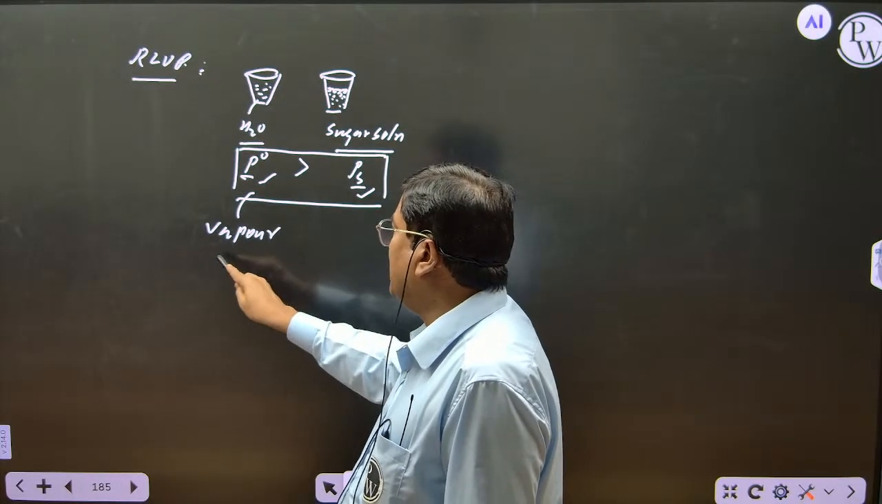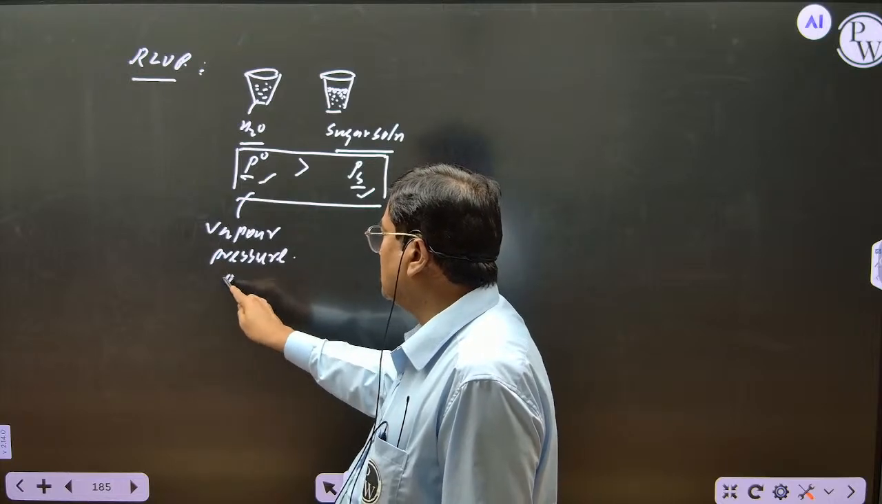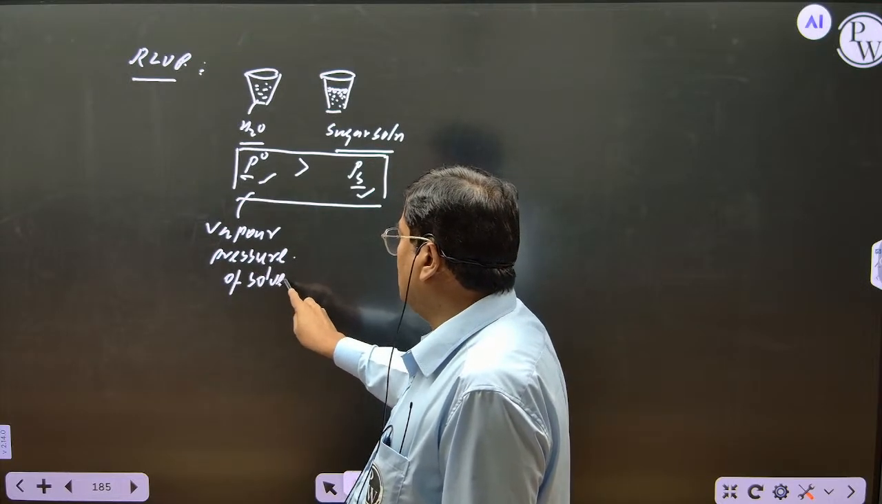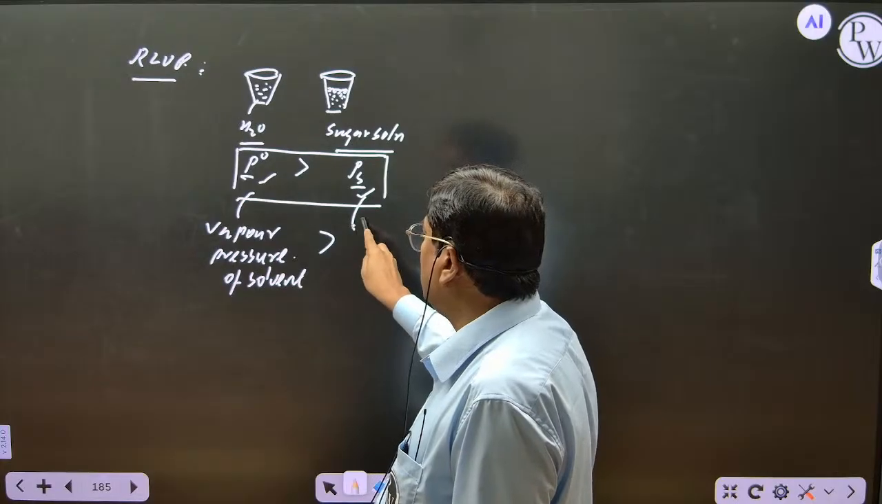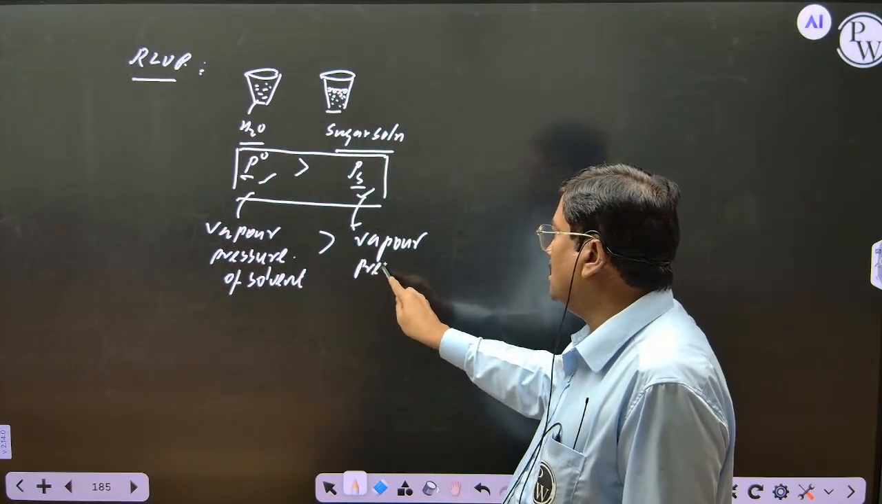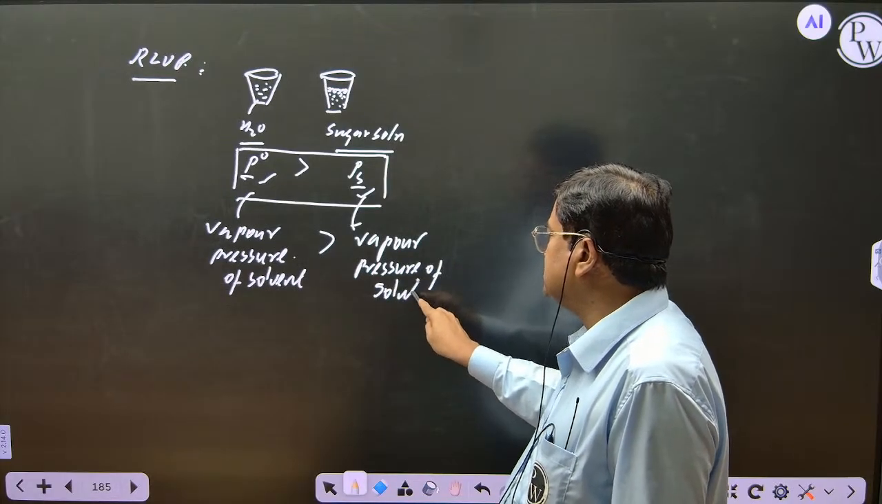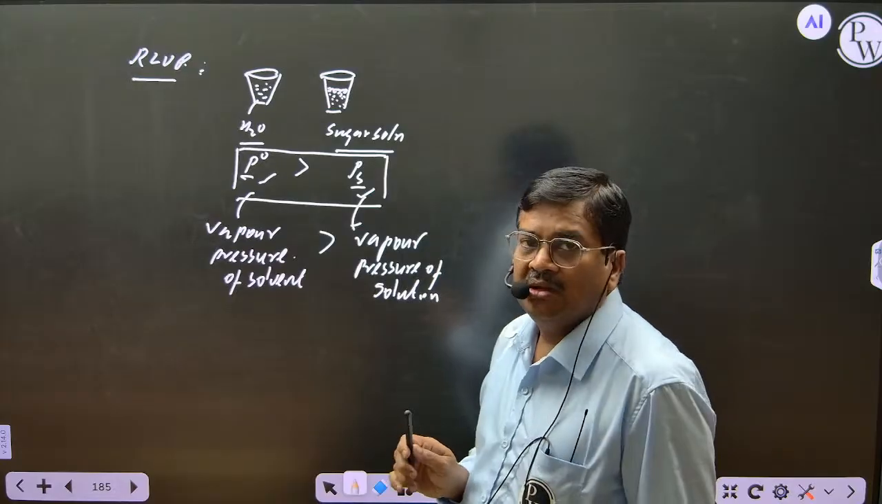Are you getting the idea? The vapor pressure of the solvent will be how, students, compared to the solution? It will always be more than the vapor pressure of the solution. Do you agree, all of you? Understood, all of you? This concept is clear, right?